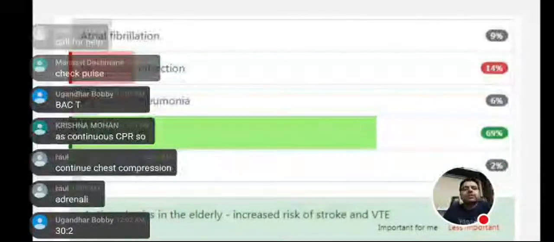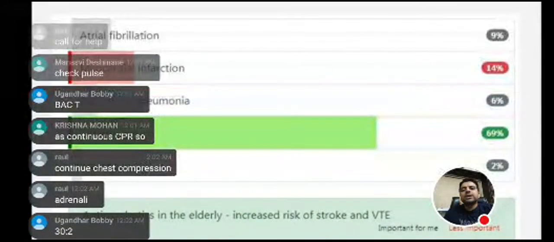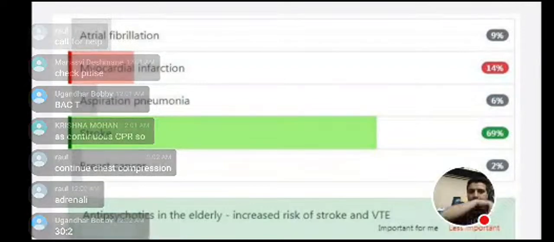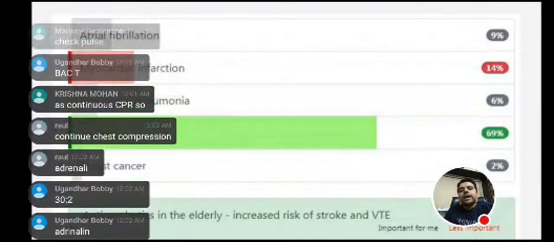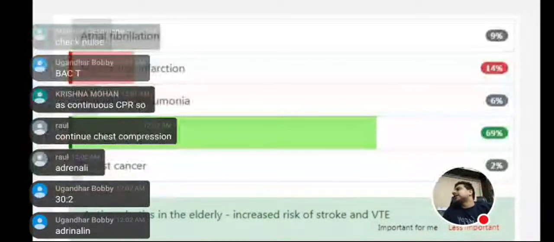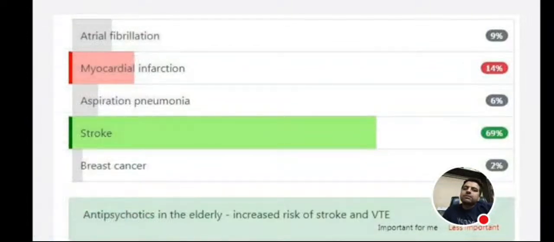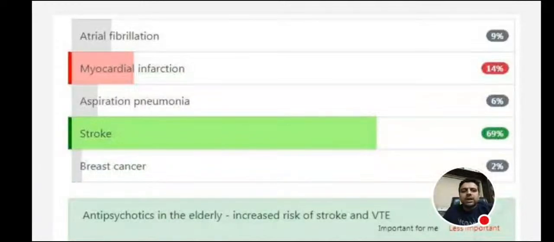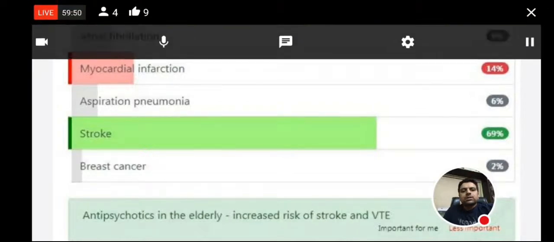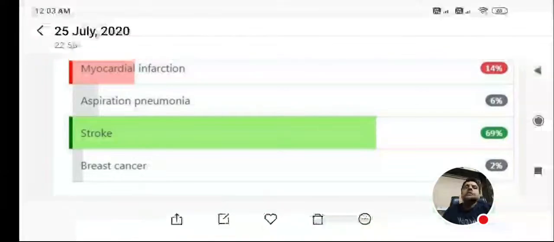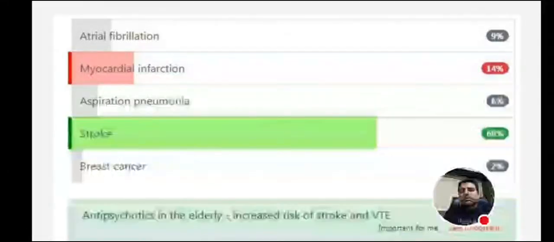Give adrenaline. Bobby, it's true. We are already performing 30:2. Give adrenaline. And what else? We give adrenaline every 3 to 5 minutes. We administer adrenaline again. And what more drug are we going to administer in this patient? Adrenaline two times. And what next drug can we use for zero pulse? We can use atropine.